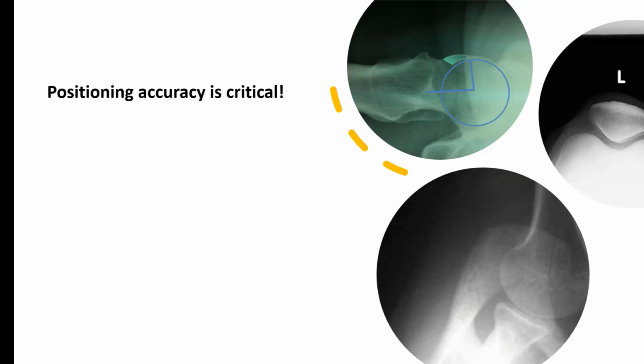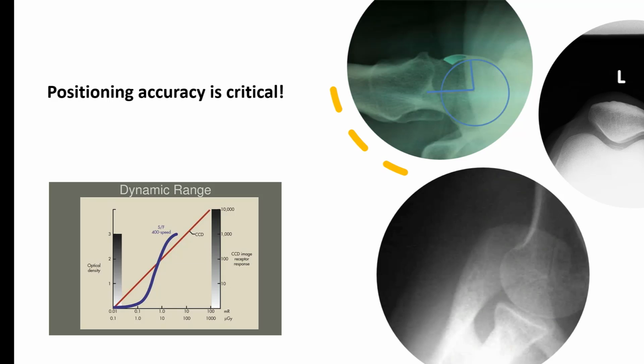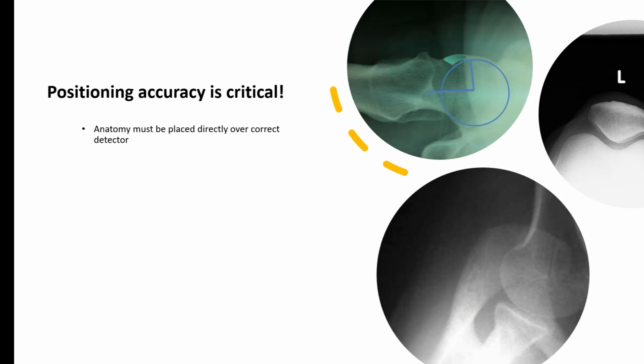In digital imaging, positioning is critical. What we need to do is position the patient so that the area that we are exposing matches the anatomy of the lookup table that we have chosen. Anatomy must be placed directly over the correct detector.